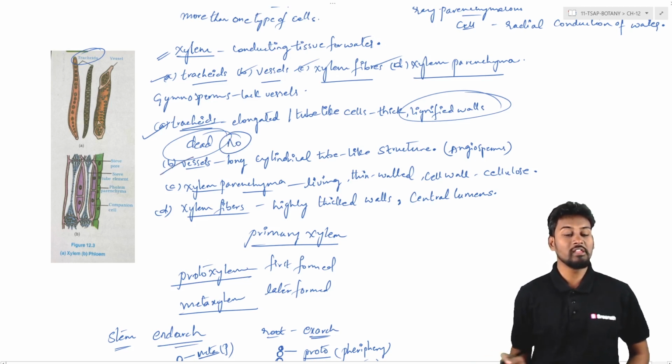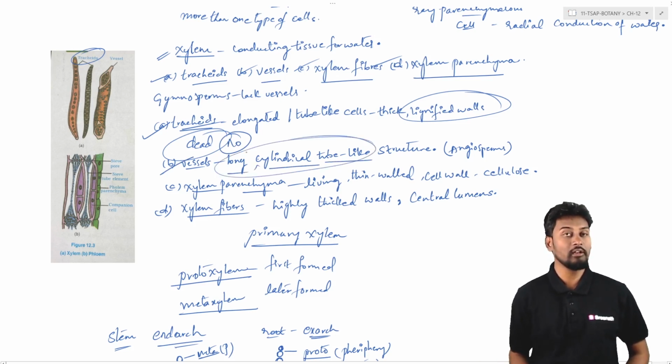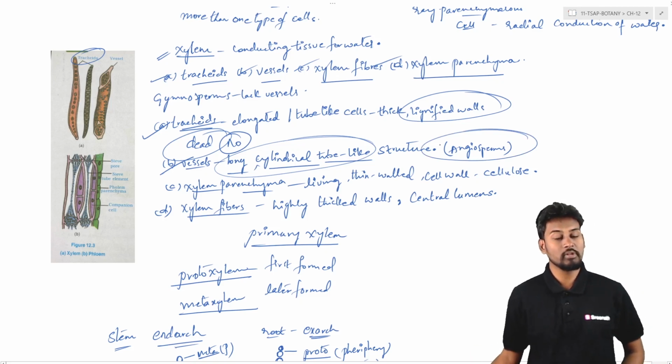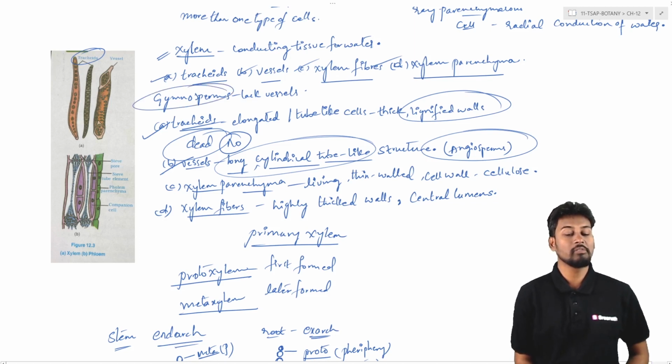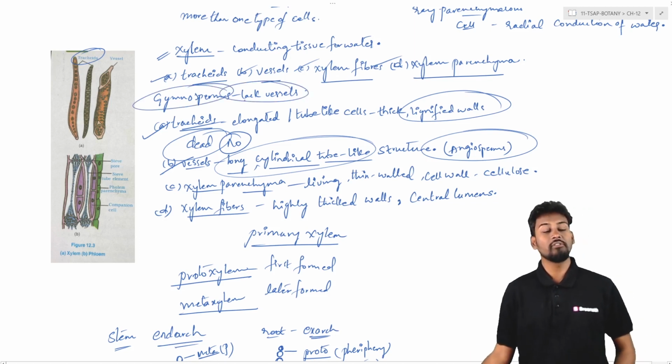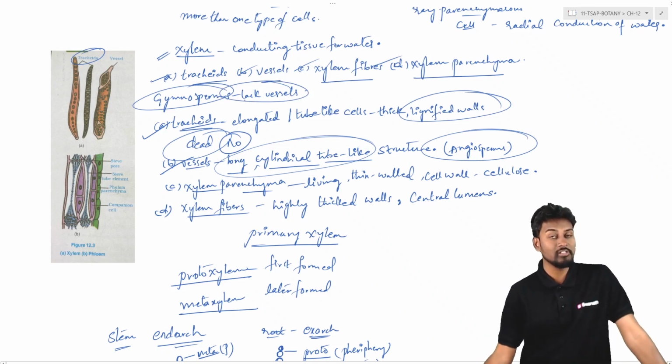And coming to vessels, the vessels are also long, cylindrical, tube-like structures. Here we can see the angiosperms. The angiosperms generally consist of these structures called vessels. They are the trademark, the unique character, of the angiosperms. Vessels are exclusively present within the angiosperms, but gymnosperms don't contain any vessels.